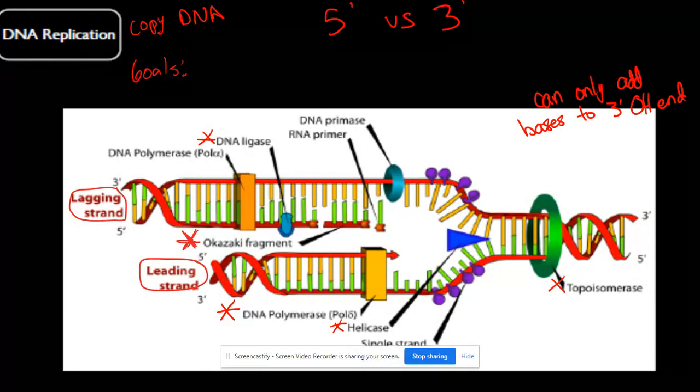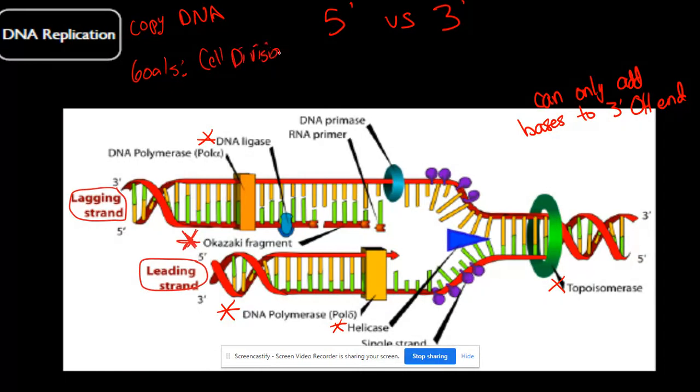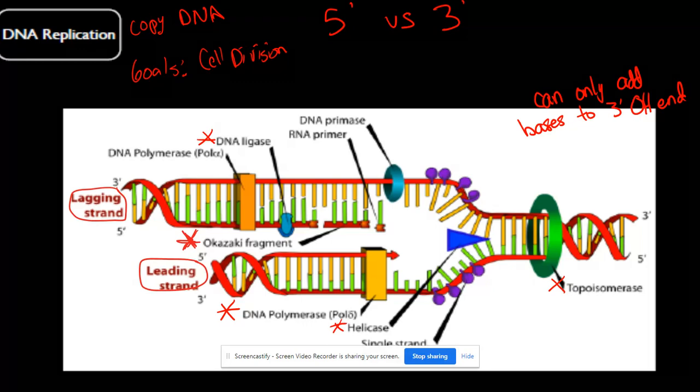So again, we talk goals, right? The goal of this is to ensure that when a cell divides, and I'm just going to put down cell division because that's what it comes down to, when a cell is getting ready to divide, it's going to ensure that every cell has the exact same copy of DNA, right? And we'll talk mitosis, meiosis later.